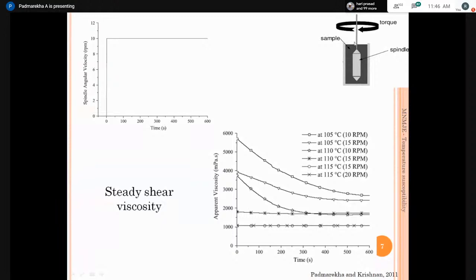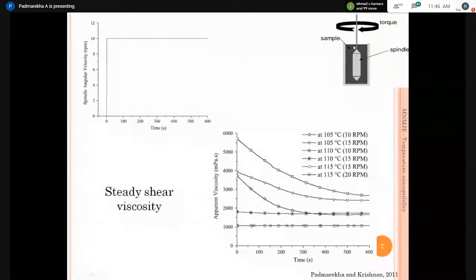So now what will the viscosity be? How will the viscosity vary with time? Here it is an apparent viscosity. Hope all of you know what apparent viscosity is. Viscosity as a function of time. Now if you look at different temperatures here, this is for a VG30 bitumen. You can see you have three different temperatures.